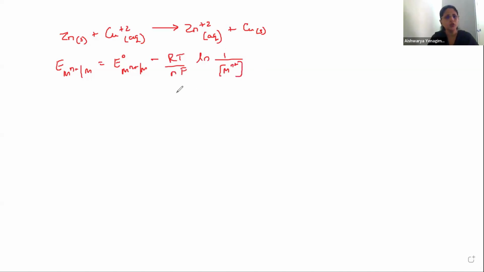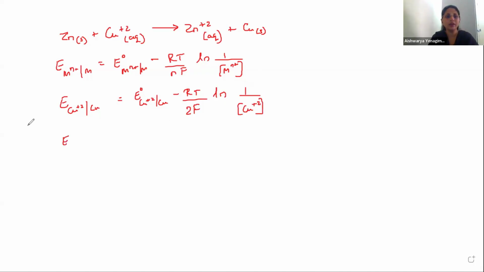What do I get? So tell me what is there at the cathode. At the cathode we have E of Cu plus 2 bar Cu. So I'll write it as E naught Cu plus 2 bar Cu minus RT by how many electrons, students? Cu plus 2 will take 2 electrons and then it will become Cu. Therefore I can write 2F. Yes. So natural log of 1 by concentration of Cu plus 2.